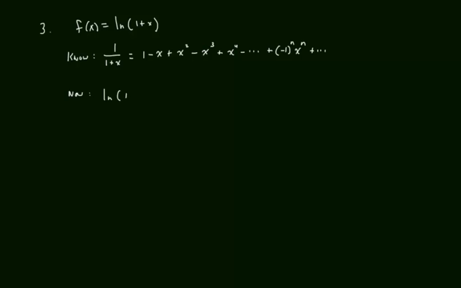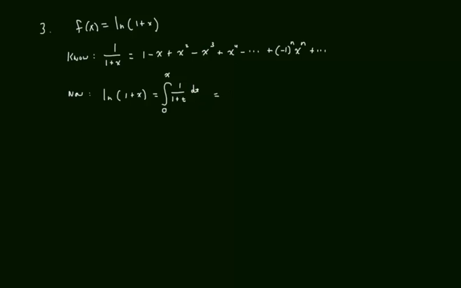The natural log of 1 plus x equals the integral, now this is where it gets fun, from 0 to x of 1 over 1 plus t, using the dummy variable, dt. So in other words, the natural log of 1 plus x is the integral of 1 over 1 plus x. But I wrote it in this really fun form. So let's do this.